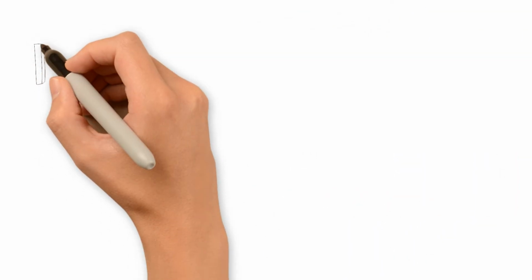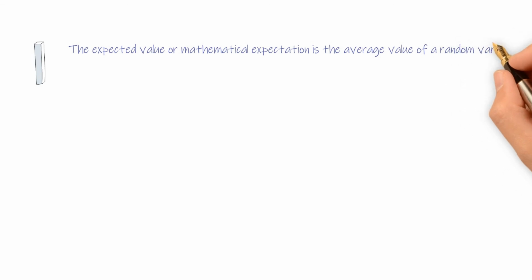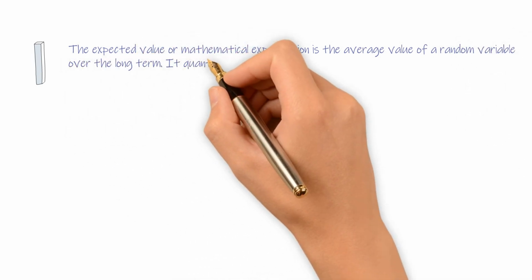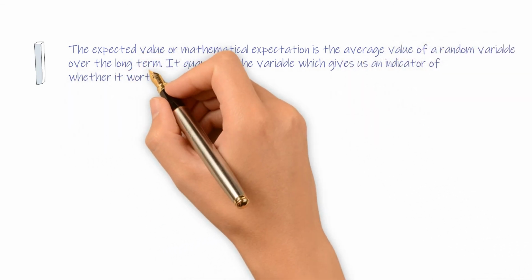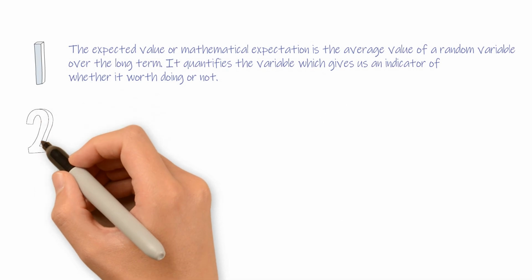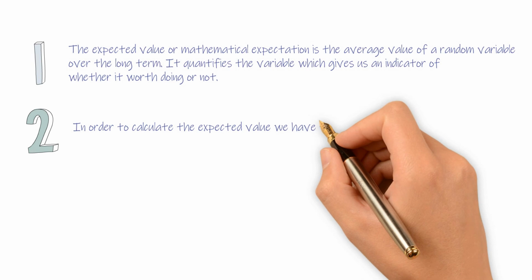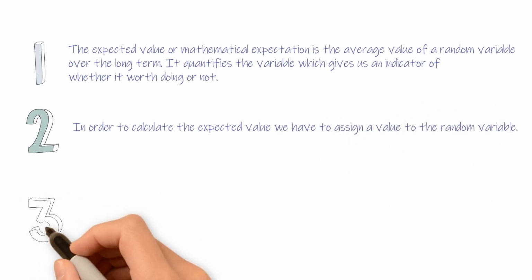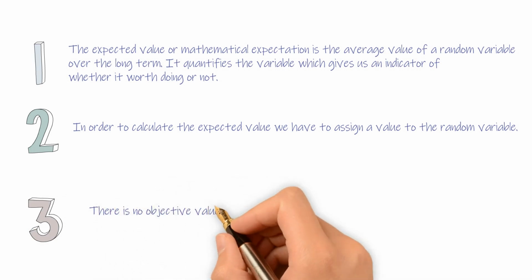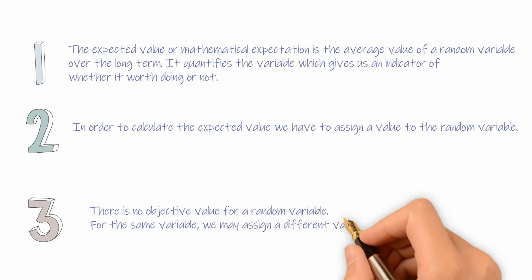3 takeaways. First, the expected value is the average value of a random variable over the long term. It quantifies the variable, which gives us an indicator of whether it's worth doing or not. Second, in order to calculate the expected value, we have to assign a value to the random variable. Third, most of the time, there is no objective value for a random variable. For the same variable, we may assign a different value in different situations.